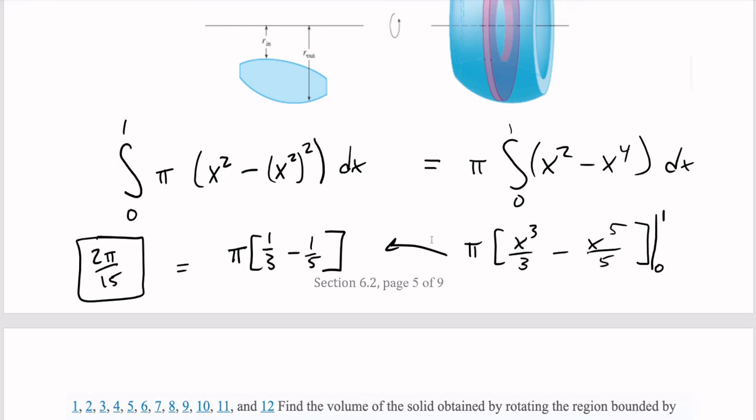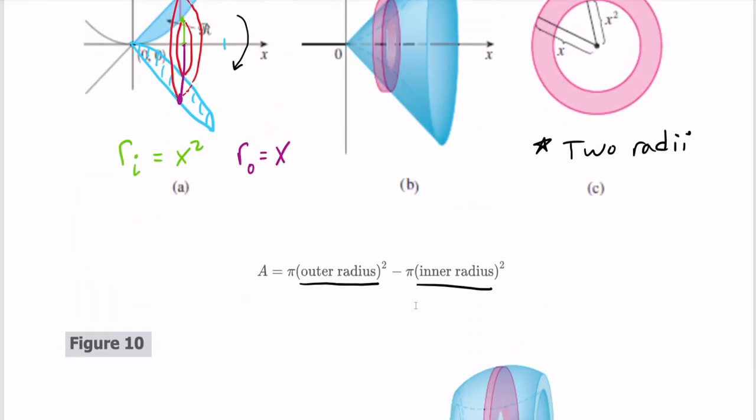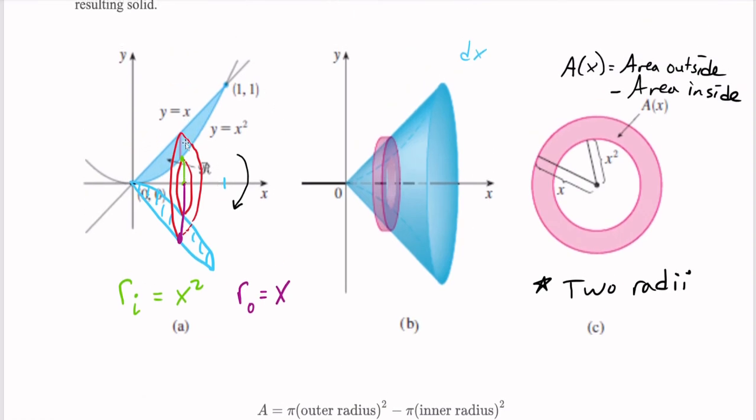So hopefully that's not too much worse. You just got to find the 2 radii and then set it up outer minus inner. And that's hopefully not too bad to see if you just draw a picture. Okay.